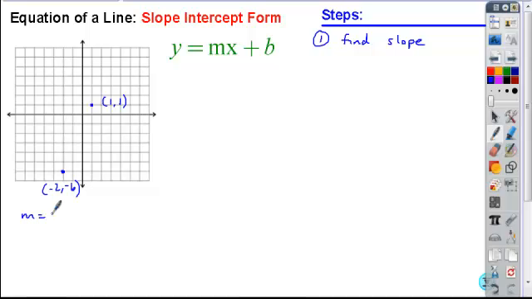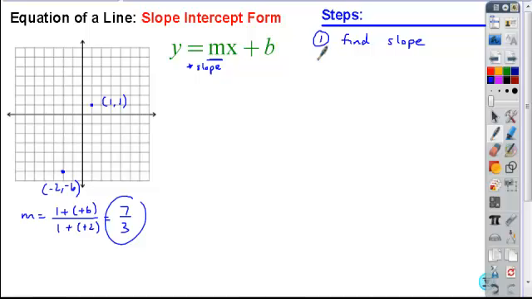Okay, so the slope is the difference of the y's. So I'm going to start with 1 minus a -6 over the corresponding x values, 1 minus a -2. Subtracting is equivalent to adding the opposite. So I can simplify this. I get 7 over 3. Okay, were we expecting our slope to be positive? Yeah. Okay, so we find our slope first. Slope is our m value.